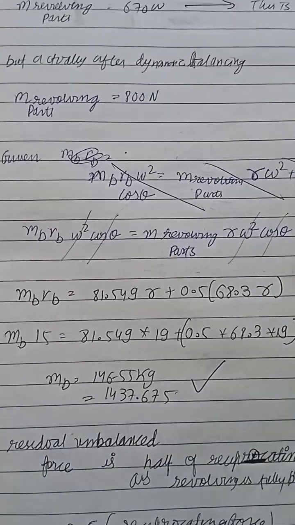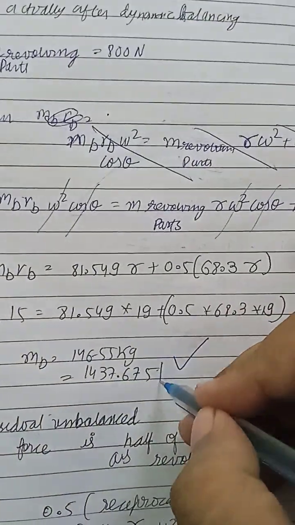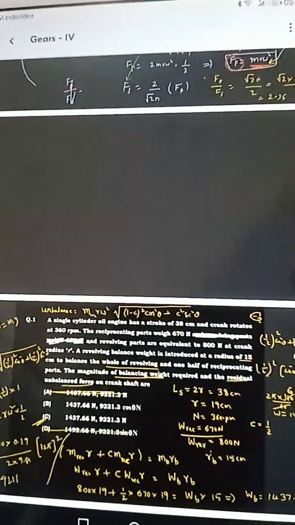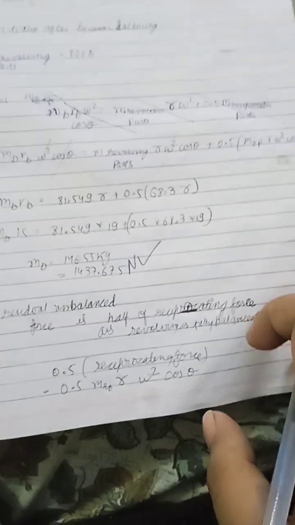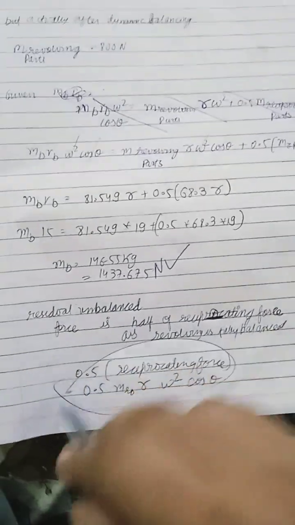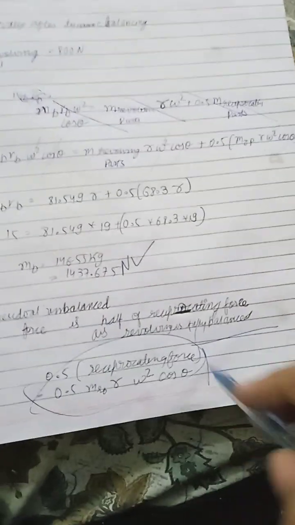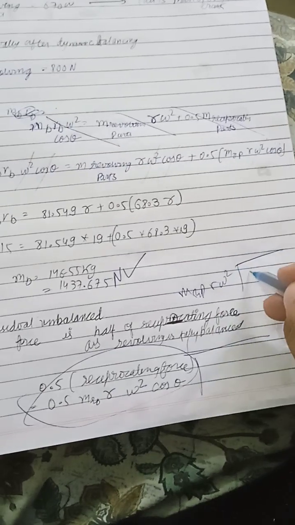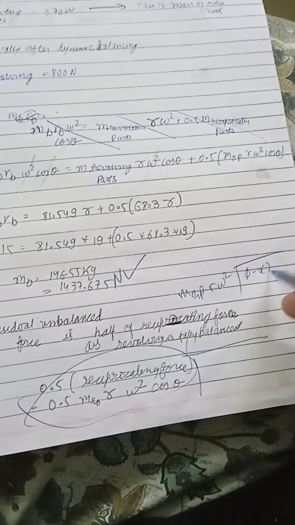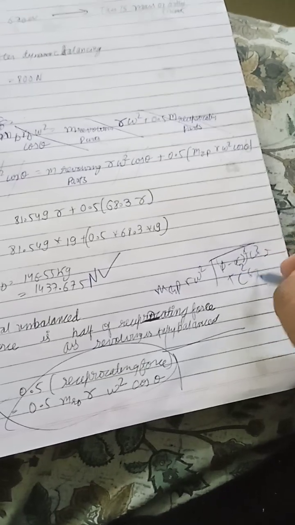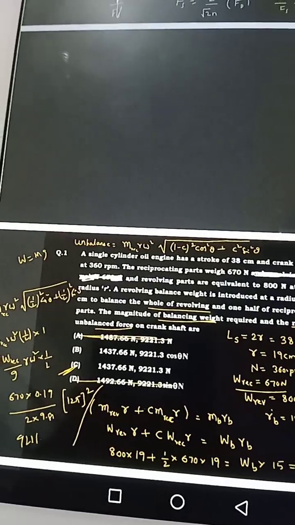This is 1437.6 Newton. And the unbalanced force remaining can be easily solved like this. No need to solve like this, you can go the big method. M R P R omega square, 1 minus c whole square cos square theta plus c square sin square theta. You can go like this and you will get the answer as option C.